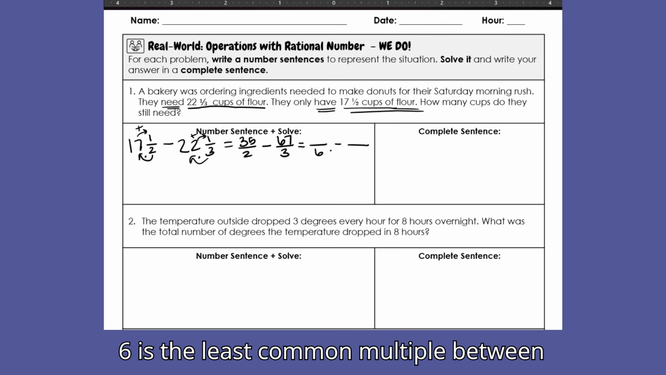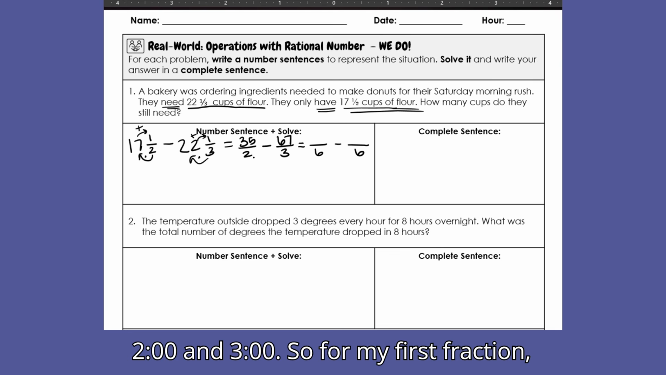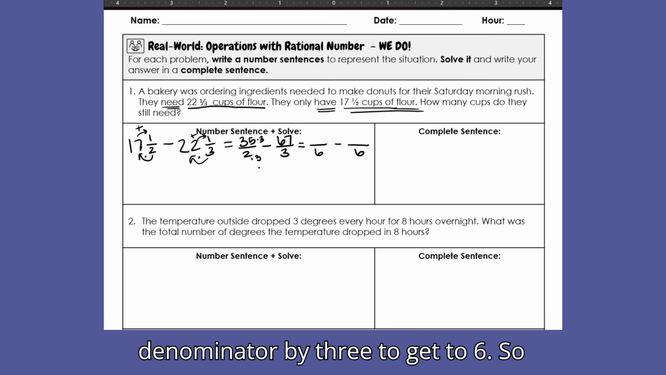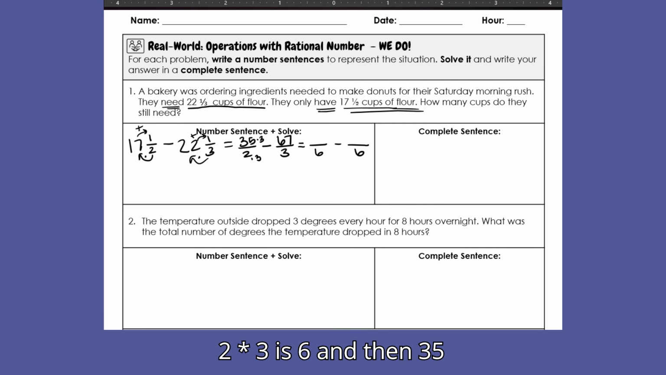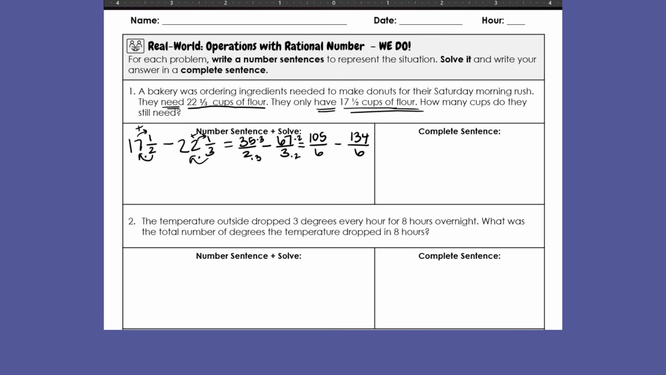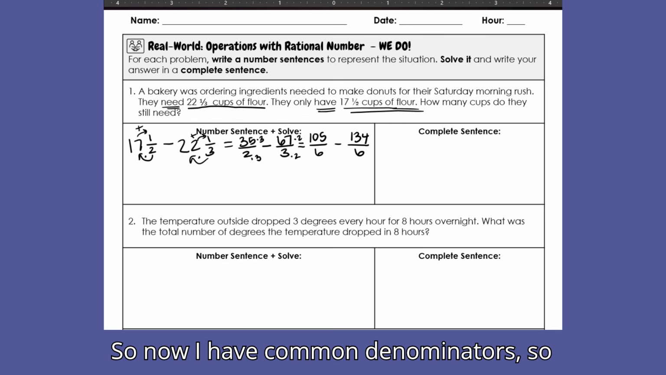So I know that 6 is the least common multiple between 2 and 3. So for my first fraction, I'm going to multiply numerator and denominator by 3 to get to 6. So 2 times 3 is 6, and then 35 times 3 is 105. And I'm going to do 3 times 2 is 6, and then I'm going to do 67 times 2, which is 134. So now I have common denominators.